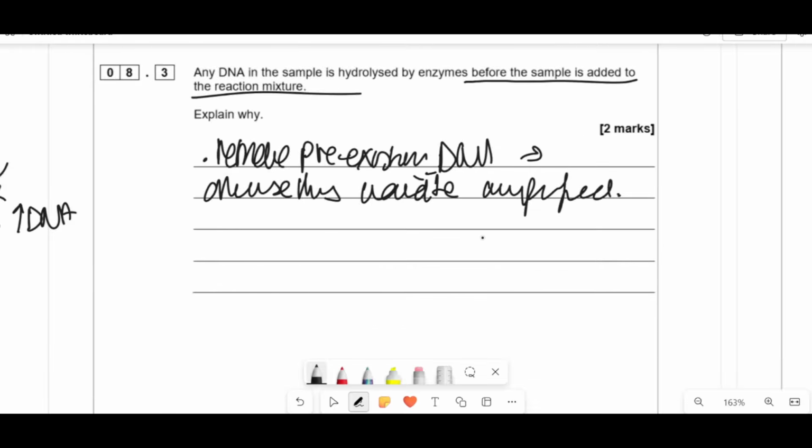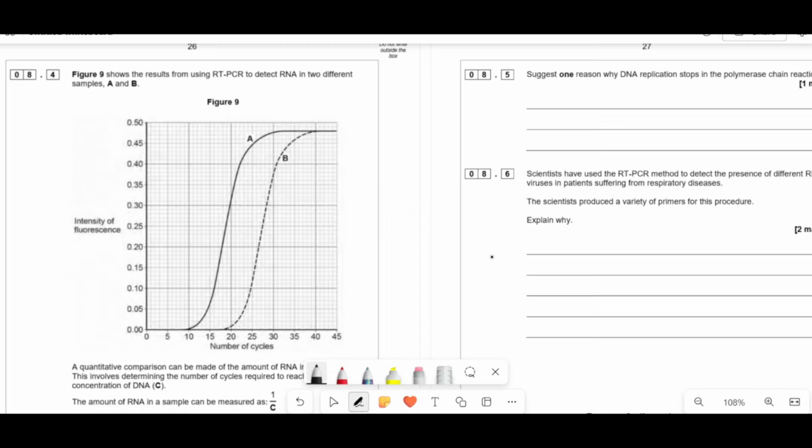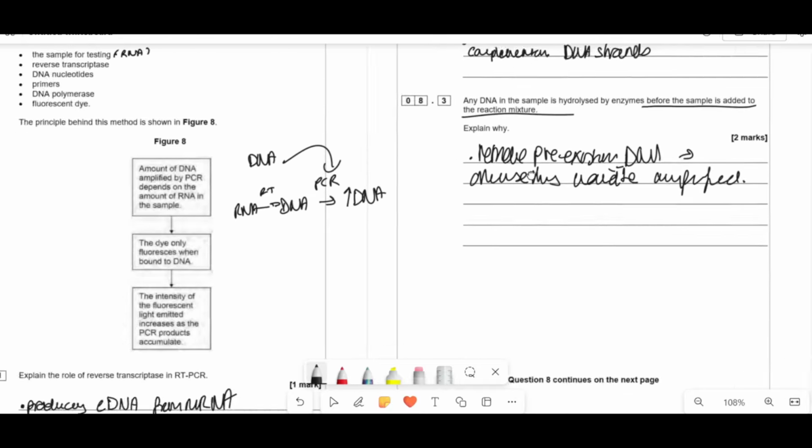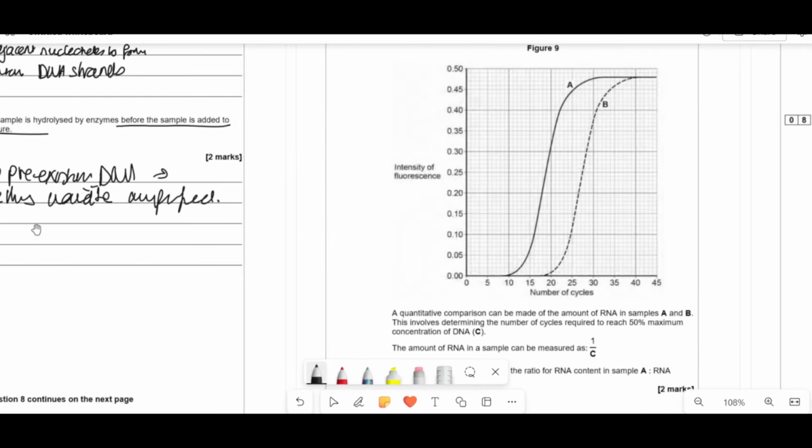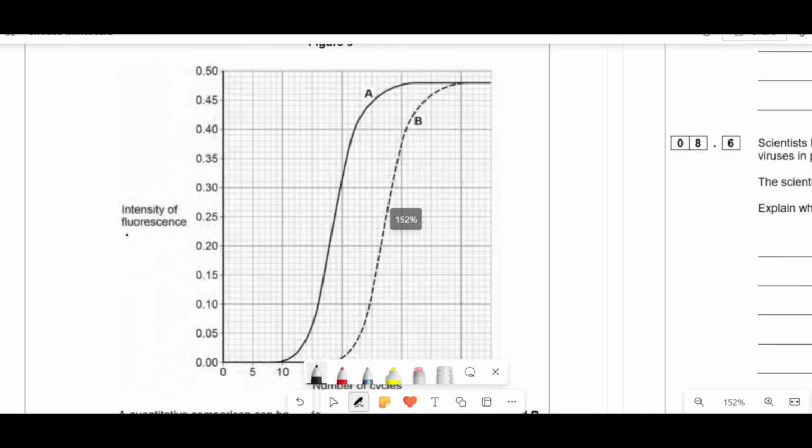Read the question, please. So here it says the results from RT-PCR used to detect RNA in two different samples, A and B. Intensity of fluorescence. Remember, the question, which you should always refer back to, tells you that if you have more PCR products, because it only binds to DNA, then you're going to have more fluorescence. The intensity of fluorescence is measuring the amount of DNA after PCR. I can guarantee you right now, if I look at this examiner report as I'm doing these questions, loads of people will have just completely ignored that.